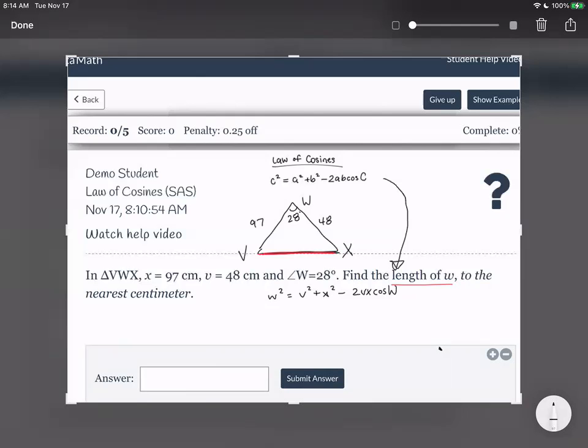Okay, so now we can replace everything. We still want to look for w. We don't know what w is, that's what we're looking for. And then for v squared, that's going to be 48 squared. And for x squared, that's going to be 97 squared. And then minus 2, the v is 48, the x is 97. And then we have cosine of 28 degrees. Before I crunch all these numbers together, are there any questions?